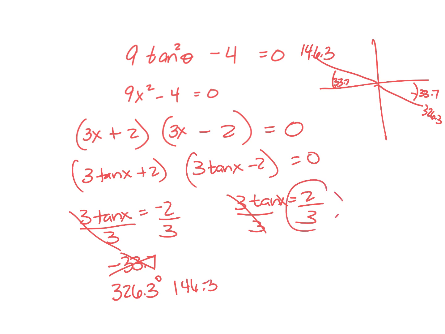Now we're going to do second tangent of positive 2/3, and that's going to give us one here. What is that? 33.6. That's 33.7. Don't round wrong. And then it would be here too, so you would add 33.7 to 180, and you should get 213.7. So the four answers would be 33.7, 146.3, 213.7 and the other one we found. Everybody get that? Yep.